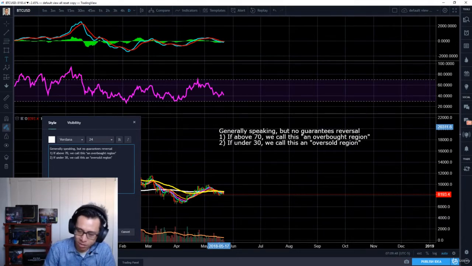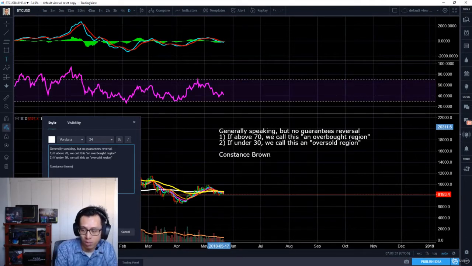Okay. Now, more rules that we would like to consider as well, right? According to Constance Brown's RSI rules, these are more advanced rules, that we consider neutral zone, okay?